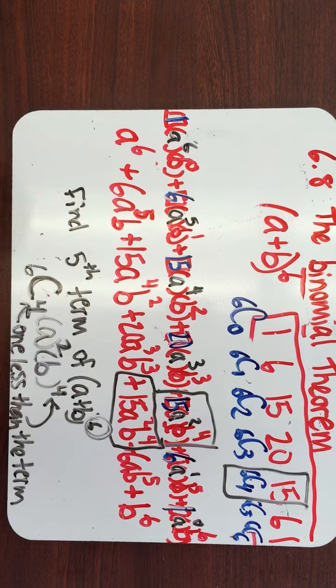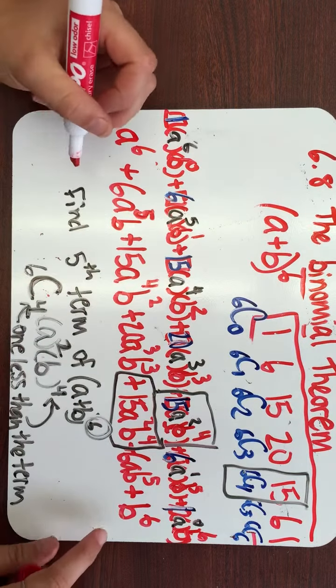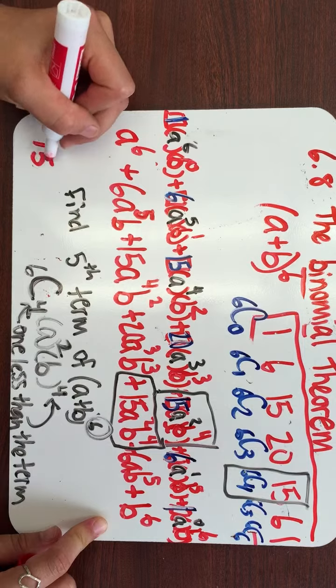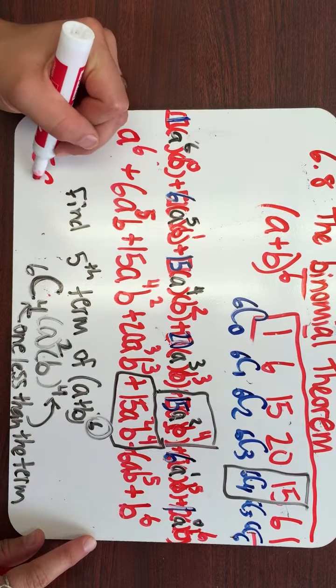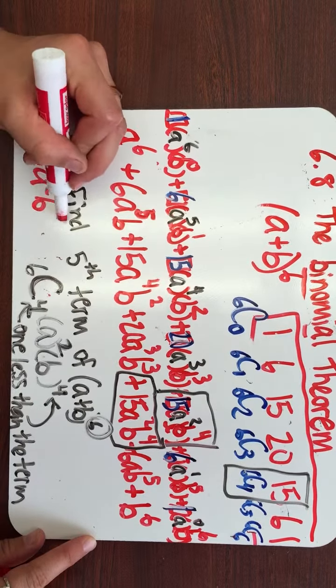So then we just evaluate this. 6C4 is 15. And then we have a squared b to the 4th.